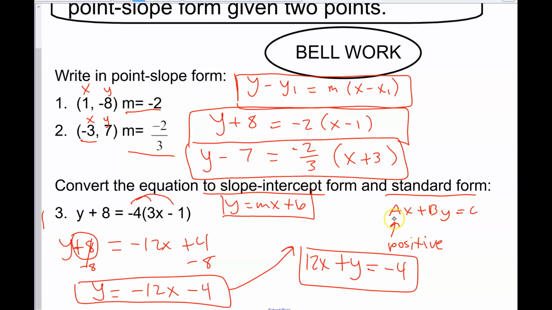And that gives me what I'm looking for. My ax and by terms are on the same side, equal to my constant, which is -4. And I could go ahead and find my x and y intercepts based off that, since it's in standard form. So a little bit of review of the last few days. Hopefully you did well with that. If you need to take a look at it again, you can. Otherwise, go ahead and feel free to move on in the notes.